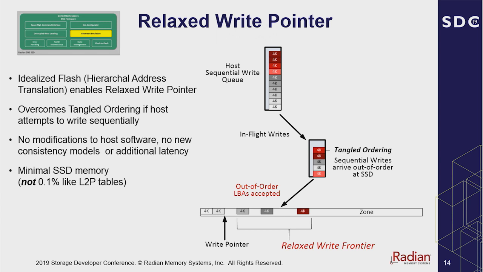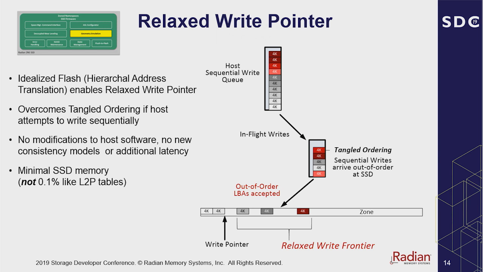But the natural question here is, okay, you handle tangled writes, but to what degree? And how out of order can they be, and for how long? The answer isn't really about how out of order they are. As long as the host is attempting to write sequentially to a write frontier, we can support it by overcoming the tangled reordering that can occur from chipsets and transport protocol reordering.